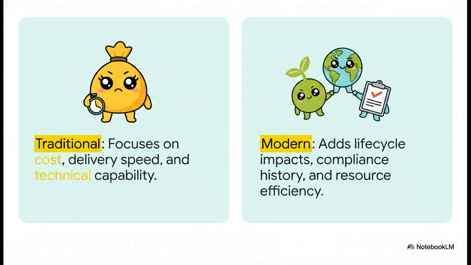But Clause 8.1 procurement expects a much more holistic approach. Obviously, you still need cost and delivery, right? But now, you absolutely must add lifecycle environmental impacts, the supplier's regulatory compliance history, and their resource efficiency. If your procurement teams ignore these factors, they instantly become the weakest link in your entire environmental management system.